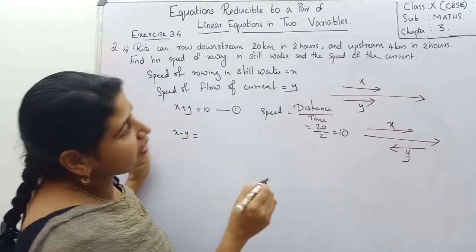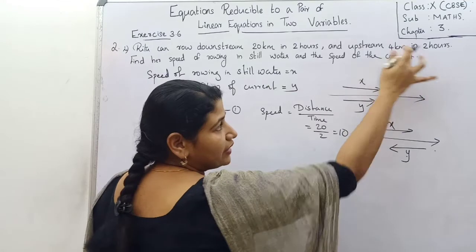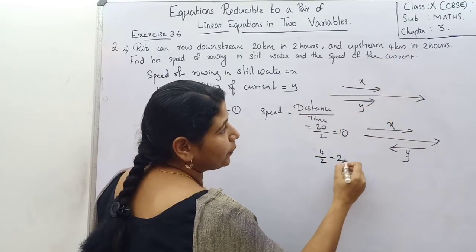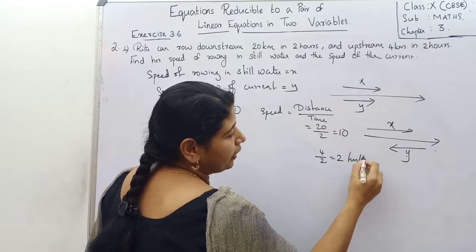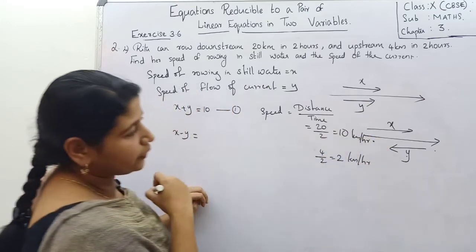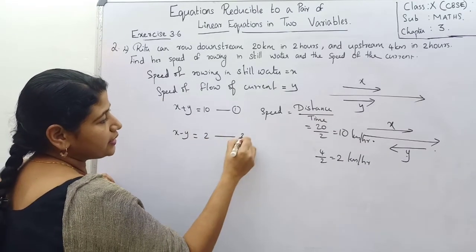And it is given that the total distance traveled is 4 km in 2 hours. So we will get 4 by 2 is equal to 2 km per hour. This is the speed in the upstream. Okay, so we can write here 2. This is the second equation.